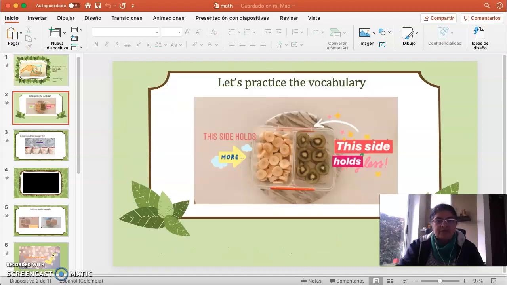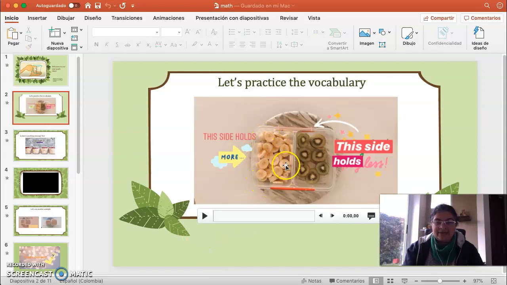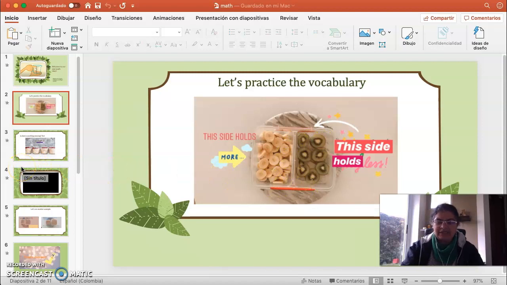Let's see. For example, in this image, we can see in the first container slices of bananas, and in the other one, kiwi slices. Which one holds more and which one holds less? Very good. Here, the one that holds the bananas can hold more and this one holds less. But how do you know that if you are not watching them in front position? So let's see the next image.